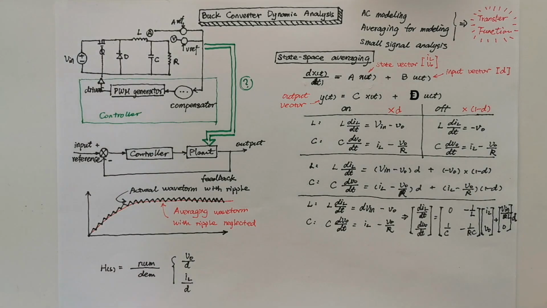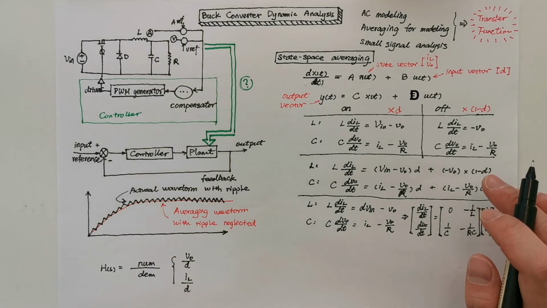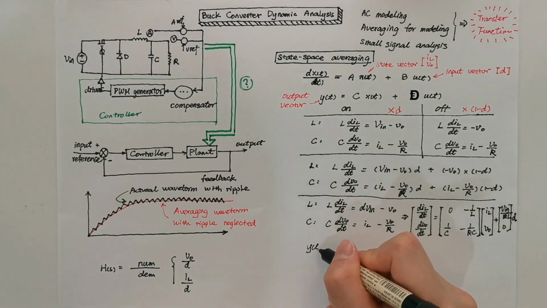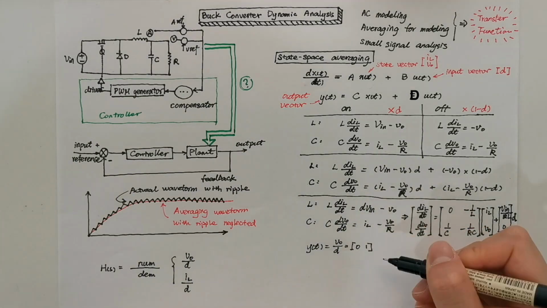Now we have half of our state space equation. We know the A and B matrices. The y(t) equation depends on what control output we want. Let's first say we want to use duty to control the voltage. Then we write our y(t) equation like this.